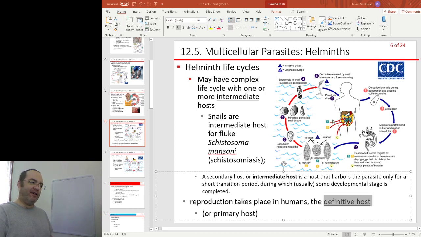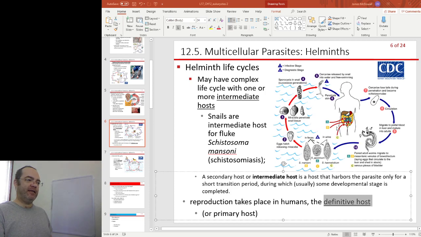This is the life cycle of Schistosoma mansoni. What we have in the human digestive tract are the adult worms. The adult worms are undergoing sexual reproduction. There's a male and a female worm, and they are laying their eggs in the human. The eggs are then being released in the feces.